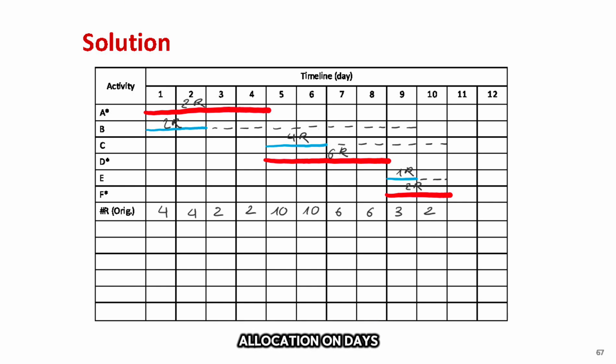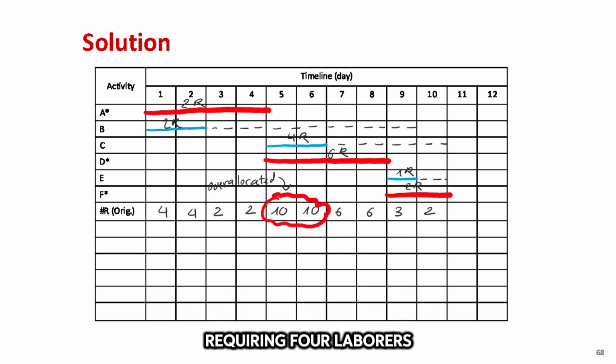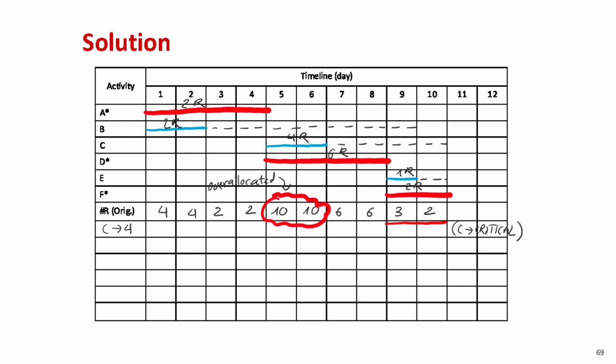We identify overallocation on days 5 and 6, where 10 laborers are required while only 6 are available. During this period, activities C and D are running, requiring 4 laborers for C and 6 for D. Since D is a critical activity, it takes priority, meaning C must be delayed. To resolve the overallocation, we delay C by 4 days, shifting it later in the schedule. This adjustment makes C a critical activity, which we highlight in red.